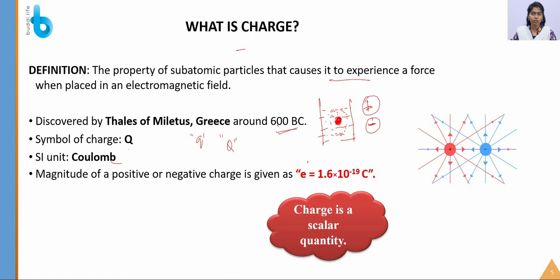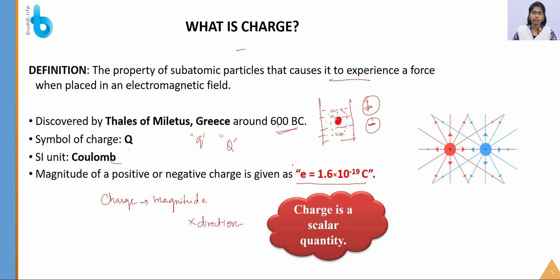And the magnitude of the positive or negative charge: what is the magnitude of the positive charge? It is e equal to 1.6 × 10^-19 coulomb. So this is the magnitude of the positive or negative charges. And also note, the charge only has a magnitude, not a direction.